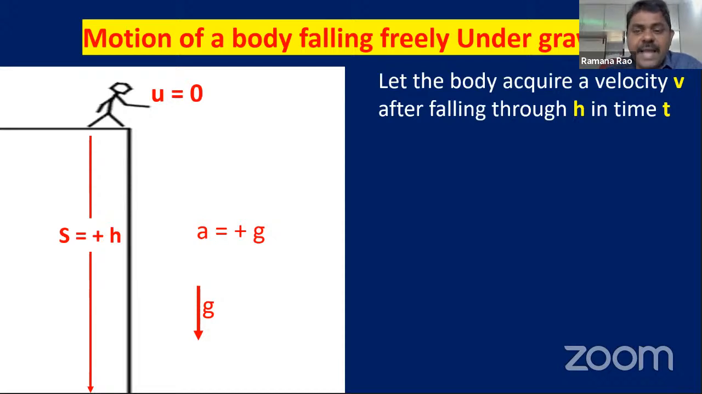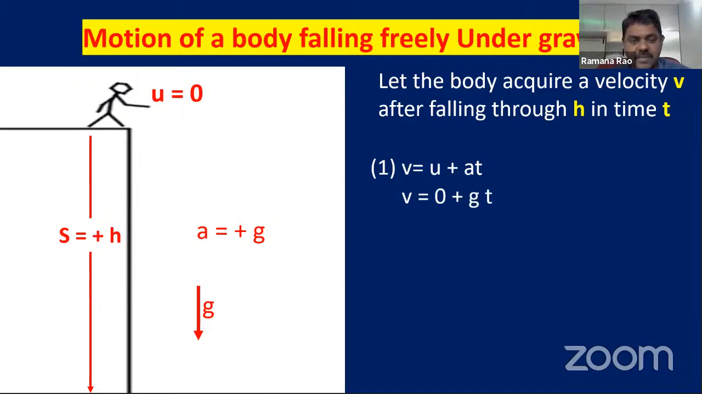Now, let the body acquire velocity v after falling through a height h. Then we will see how the equations of motion can be written. This is a very important topic, especially for solving numericals, so these equations will play an important role. First, as you know, v is equal to u plus at for uniformly accelerated motion. For a freely falling body, u is equal to 0, as indicated in the diagram, and a is equal to plus g. So v is equal to gt.